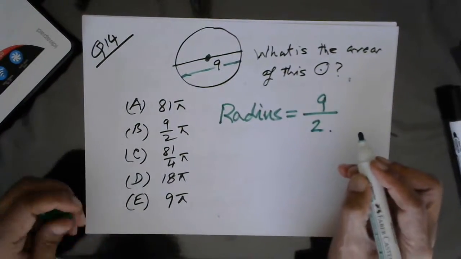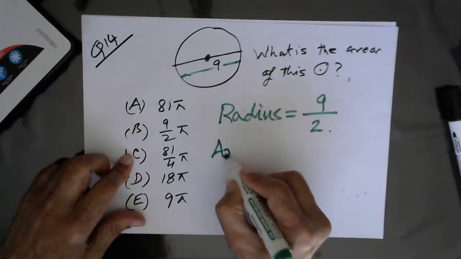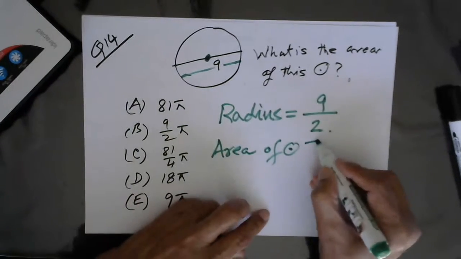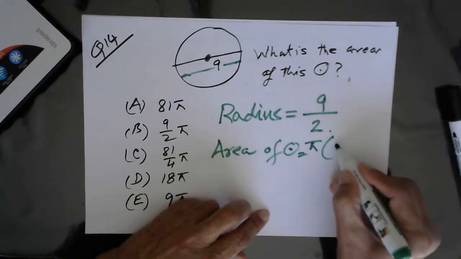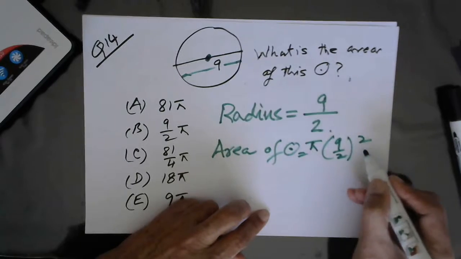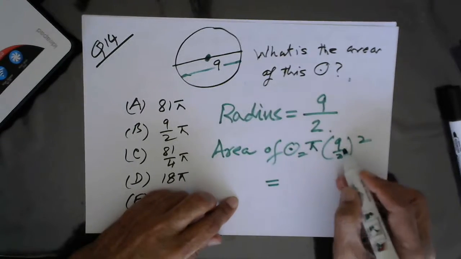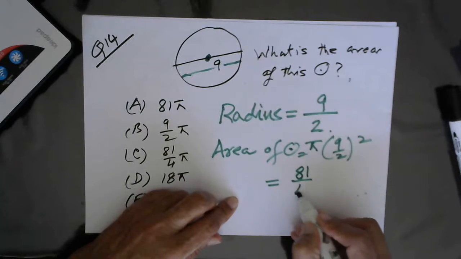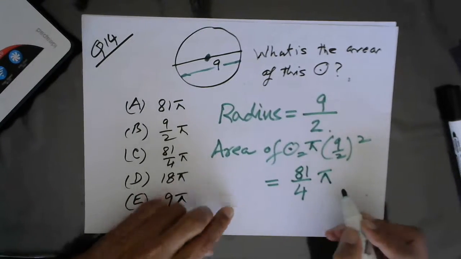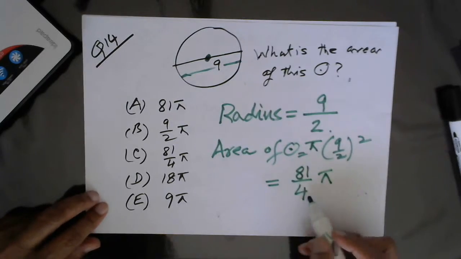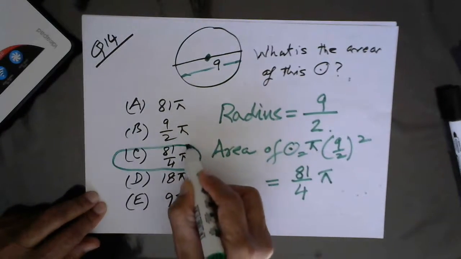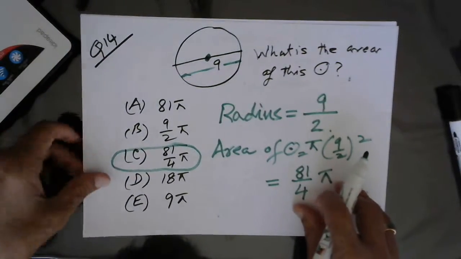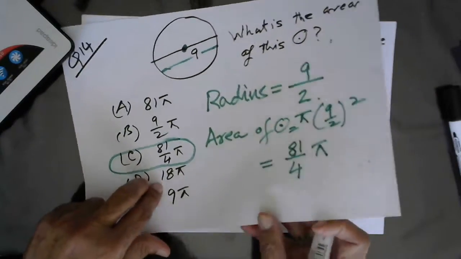And the area of the circle, you know, is pi r square. This is my radius. So this is equal to, what is the square of 9 by 2? The square of 9 is 81. The square of 2 is 4, times pi. So the answer is 81 by 4 pi, which is here. So that was question number 14. Let us move on to question number 15.